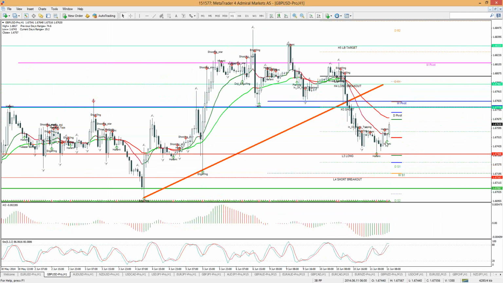Pound dollar had two haramis to the opposite side. Yesterday had a kind of like a hammer. It says a harami. Anyhow, whatever it is, it was a bullish signal earlier in the Asian session as well, and about an hour ago. So we are getting some bullish upside here.